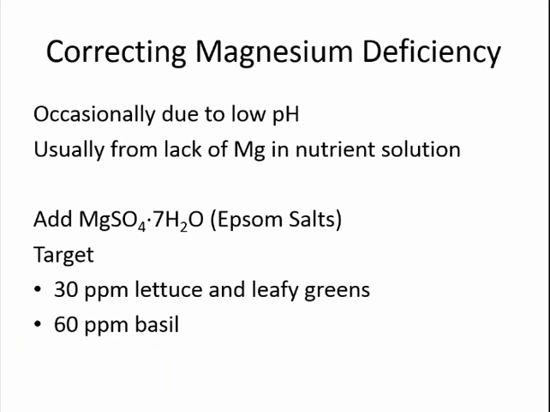And in this case, though, magnesium deficiency is most often just because of a lack of magnesium in the nutrient solution. And as I talked about some of the fertilizer recipes, you don't add additional magnesium sulfate. They're counting on your tap water having magnesium, but if your tap water doesn't have enough magnesium, you need to add that with magnesium sulfate. So our target magnesium concentration for lettuce and leafy greens is 30 parts per million, and then as I mentioned with basil, we've had better luck using 60 parts per million as our target.